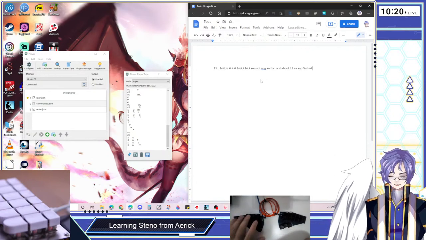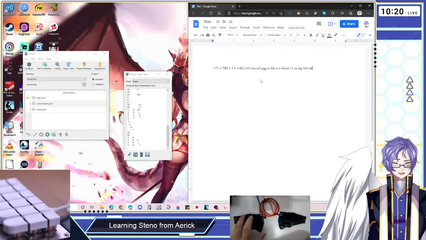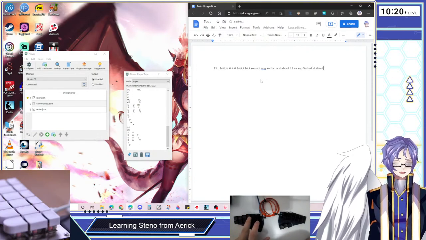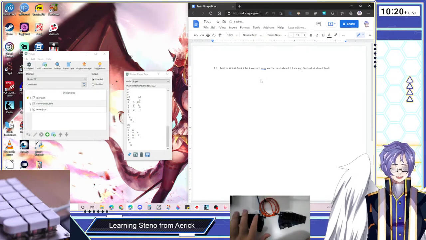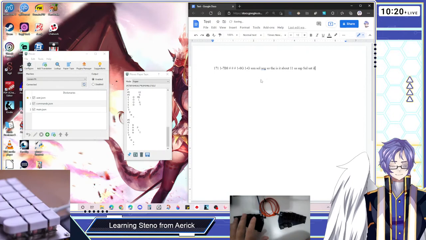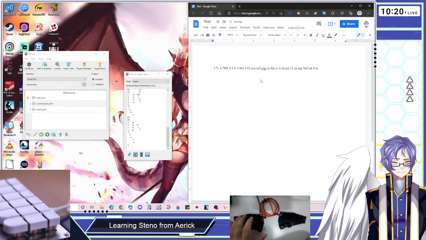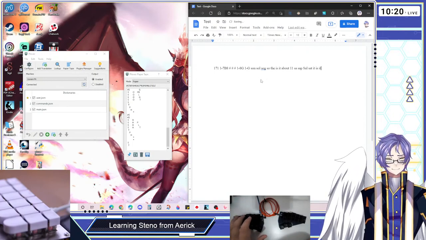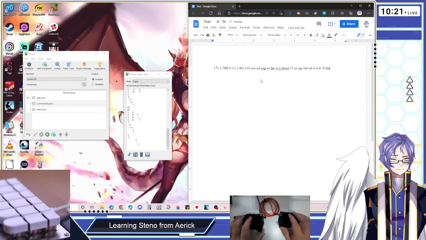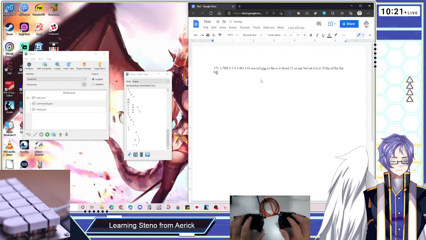I noticed that when I press a single key, a word comes out. Yeah, those are single key briefs. For example, S would be "is." T on the left would be "it." T on the right would be "the." You eventually do have to learn those because they're really important.